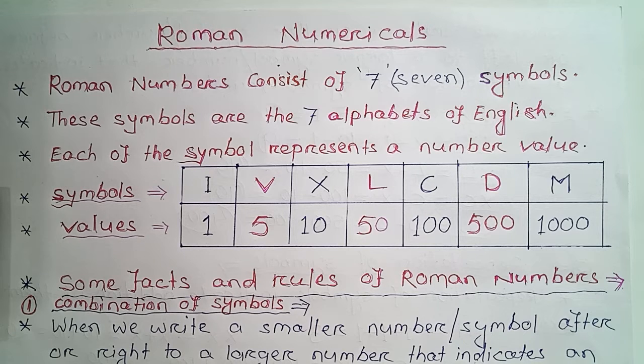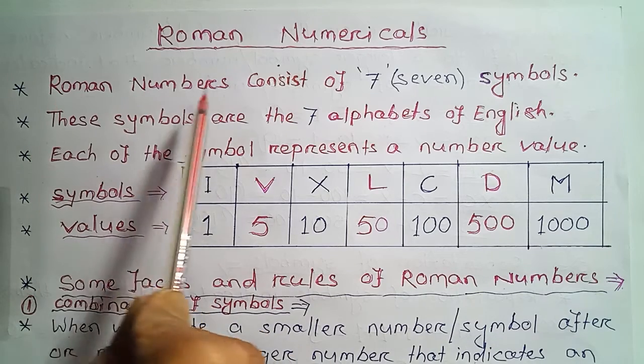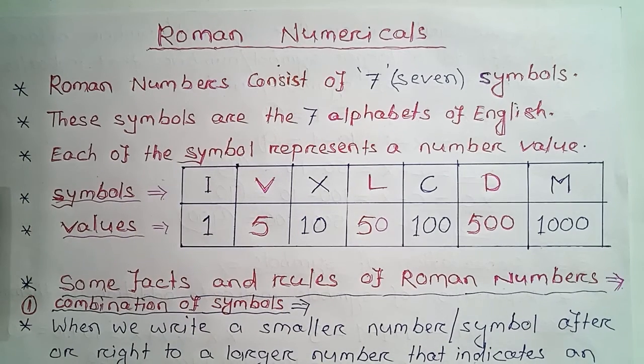Roman numbers consist of 7 symbols. What are the symbols? These symbols are 7 alphabets of English. Among the 26 alphabets, 7 alphabets represent some values, some numbers. Each of the symbols represents a number value.